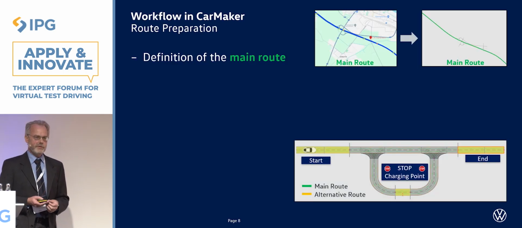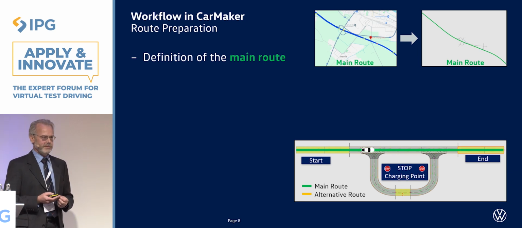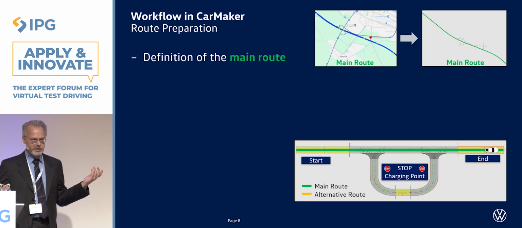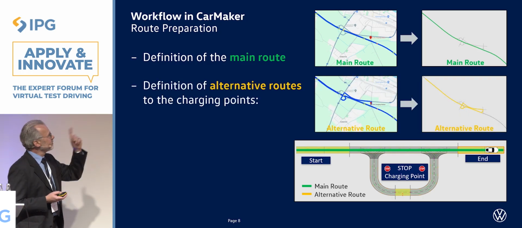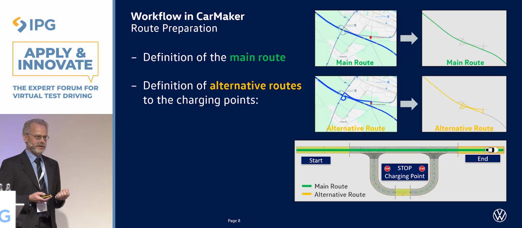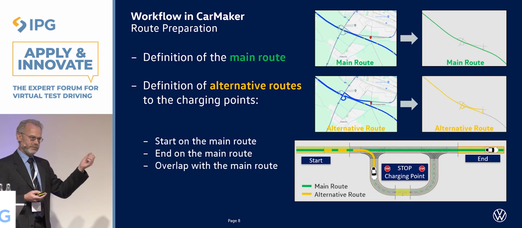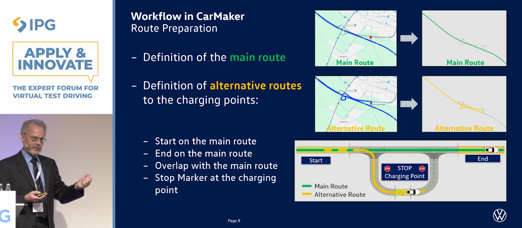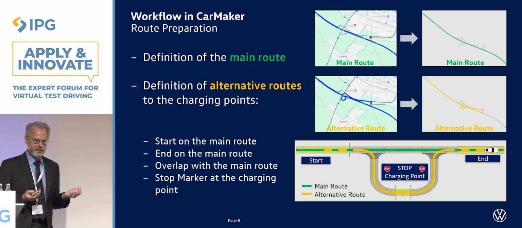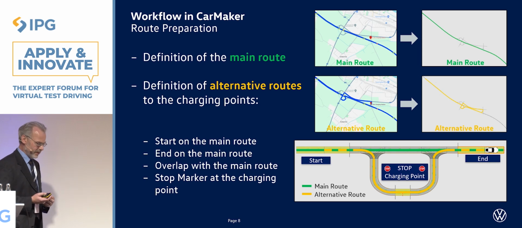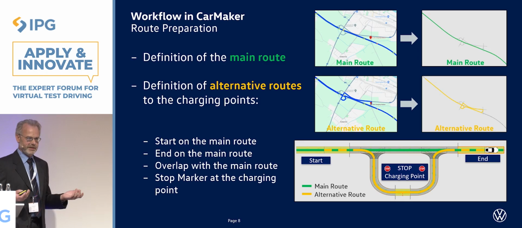If you want to set up such a simulation, you just start in the normal way by defining your main route, or routes if you need several. Then you mark the ways to the charging points. What you have to do there is quite simple. You start on the main route with an overlap. Then mark all the way to the charging point with the same functionality like for defining a main route, and back to the main route again, allowing for an overlap again. At the charging point, you just place a stop marker to indicate where this is located. That's all you have to do.